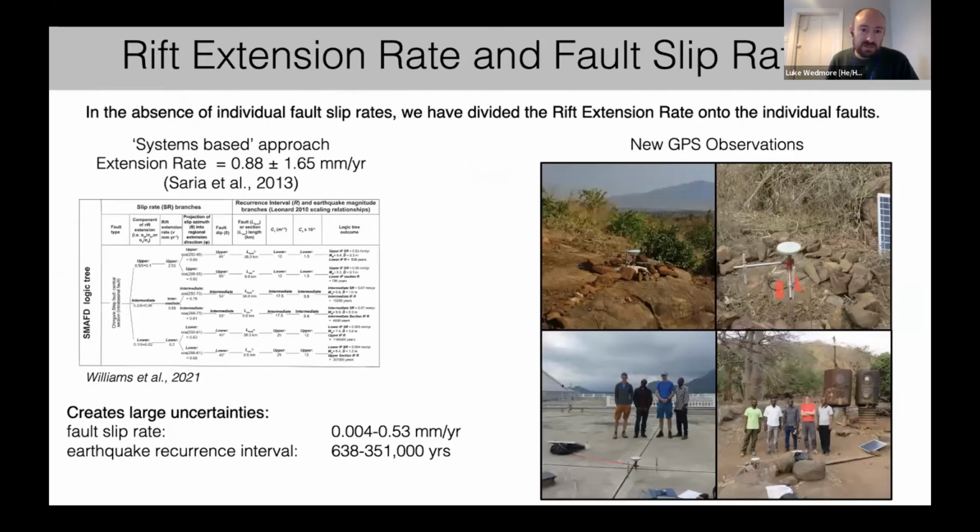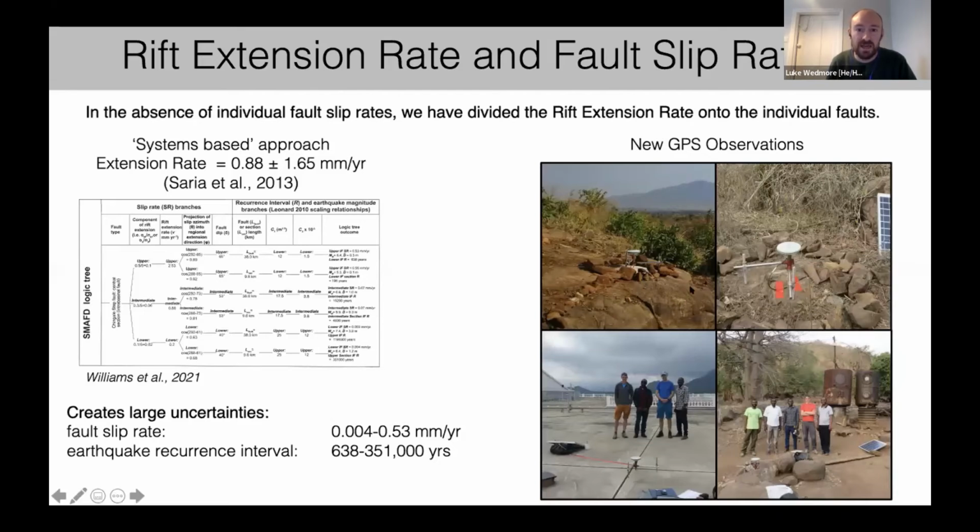So in order to do that, we need to know the slip rate of the faults, how regularly they have earthquakes and how fast they're moving. And traditionally, this would have been done by techniques such as paleoseismology. So you go and look for evidence of past earthquakes in the sediments of these offset faults. We don't have any of that information, unfortunately, for the Malawi rift.